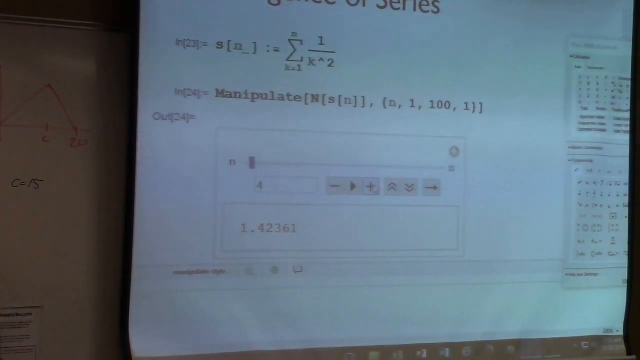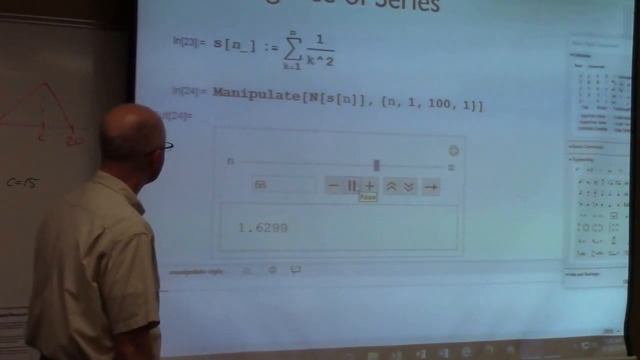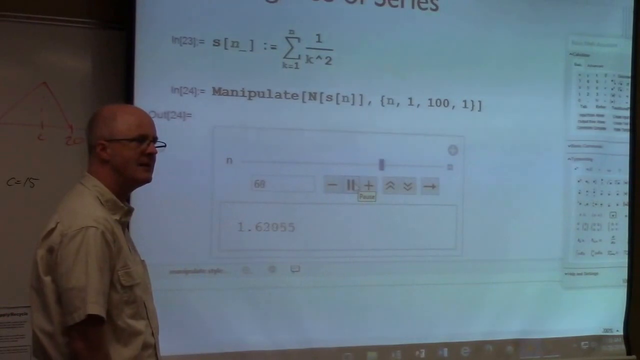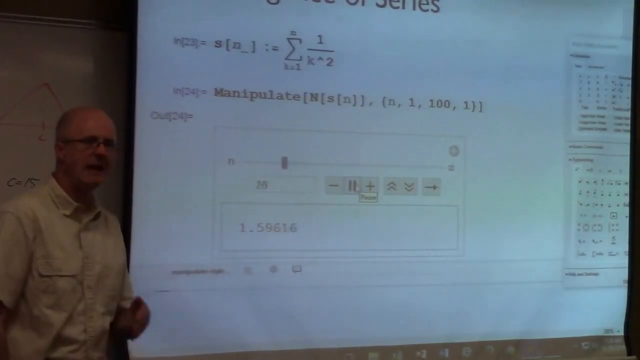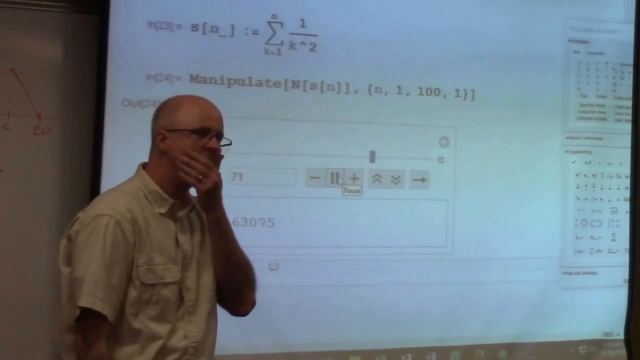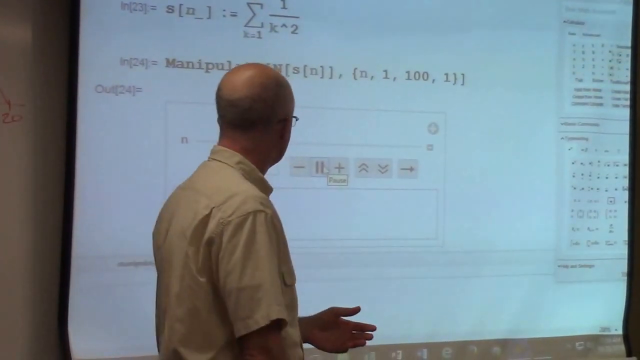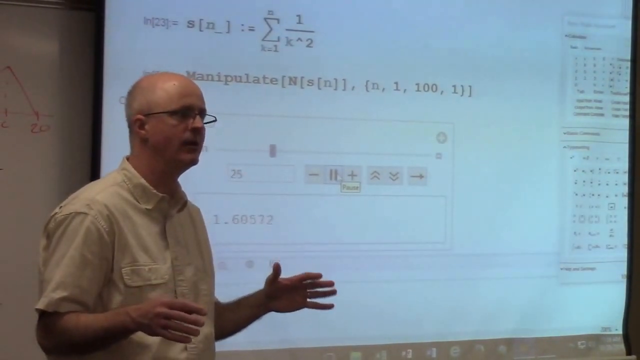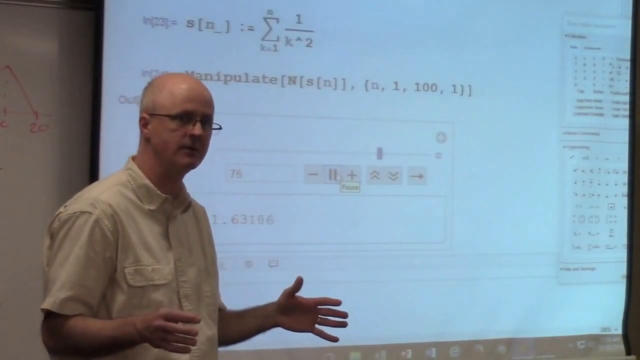Then I add 1/25th, then 1/36th, then 1/49th, then 1/64th. I keep adding the reciprocals of perfect squares here, and I keep going. The numbers keep going up. I'm generating a monotone increasing sequence. However, even though they keep going up slower and slower, there's no guarantee that this series converges. There's no guarantee that the sequence of partial sums converges.